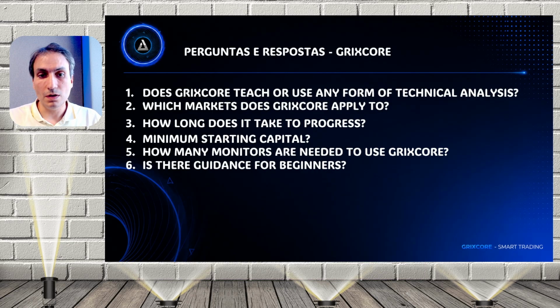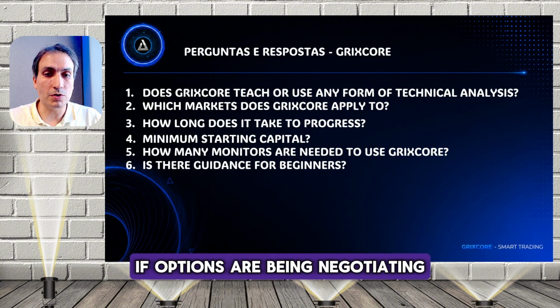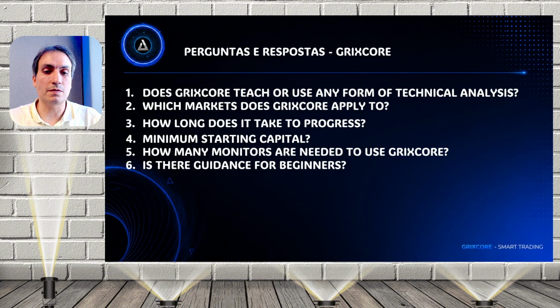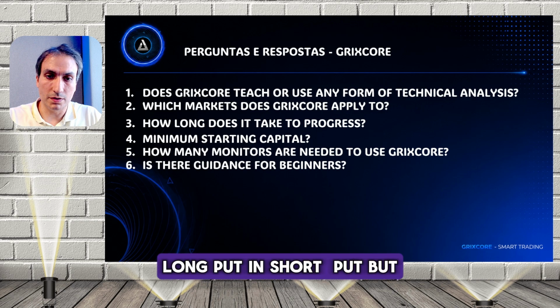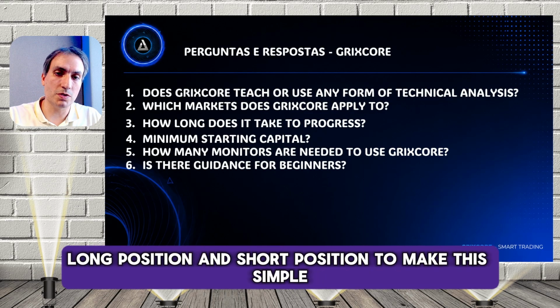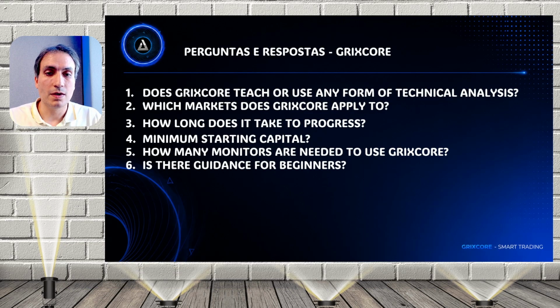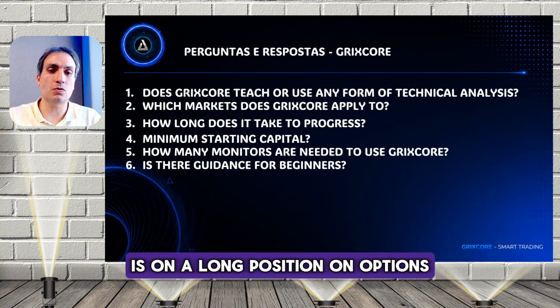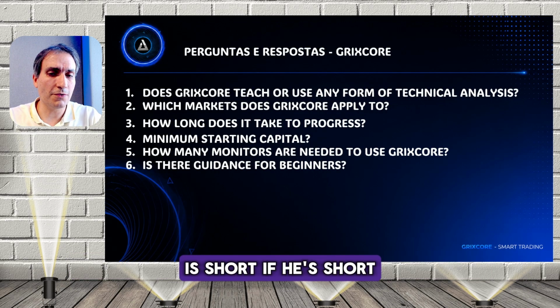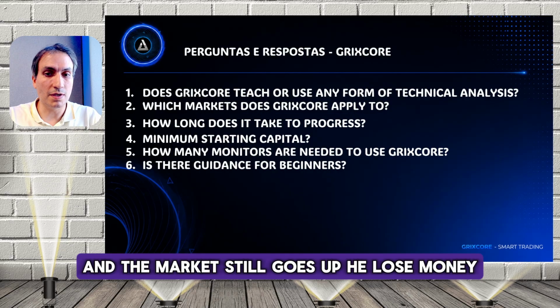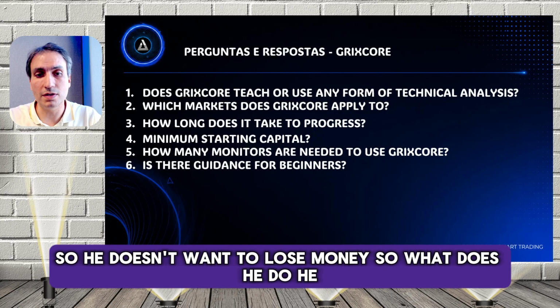So let's talk about Triple Q. If options are being negotiated on Triple Q, there are four: the long call, short call, long put, and short put. But let's talk about long position and short position to make this simple. If the market is in a long position on options, it means that the dealer or the market maker is short. If he's short and the market keeps going up, he loses money. So he doesn't want to lose money. So what does he do?